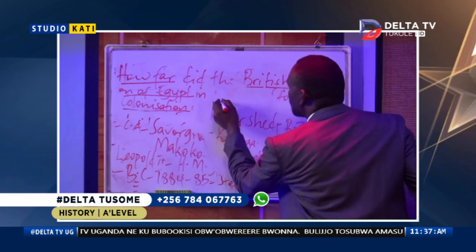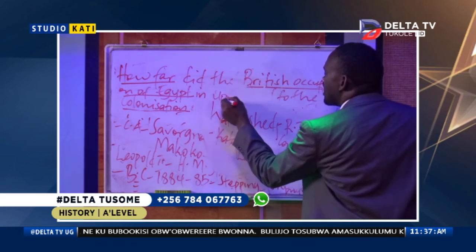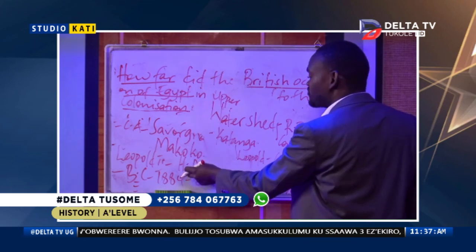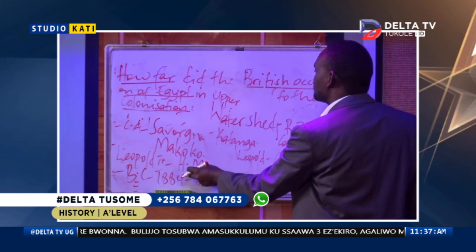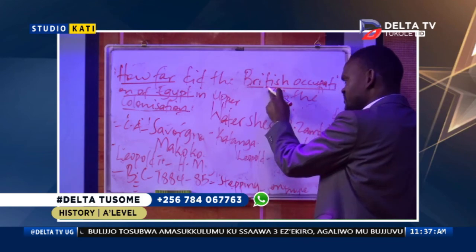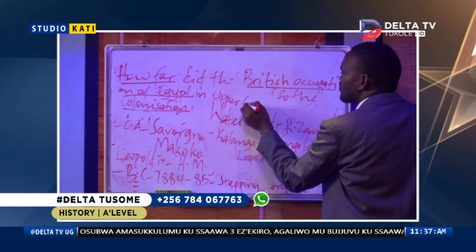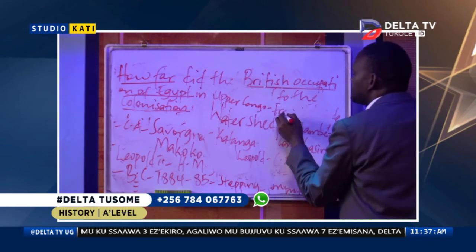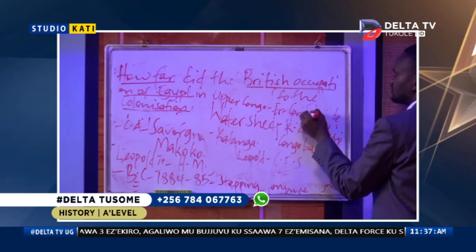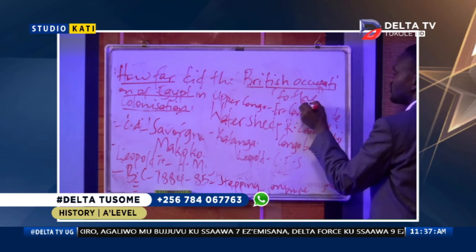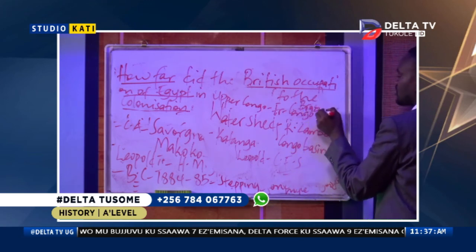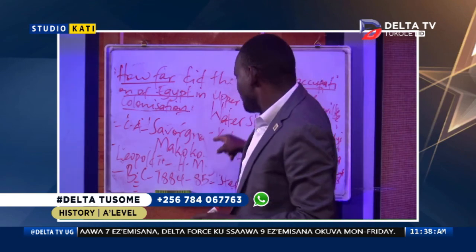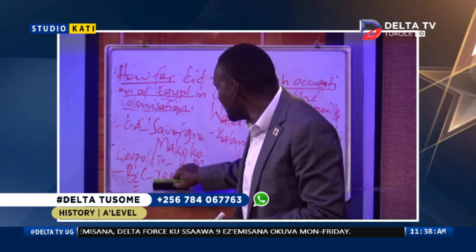Then Upper Congo, all this happened after the calling of the Berlin Conference, which was partly precipitated by the British occupation of Egypt, okay? Upper Congo was given to France, and this became Congo-Brazzaville. Congo-Brazzaville, okay?